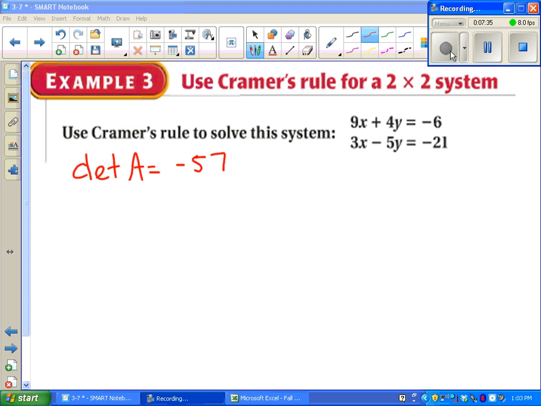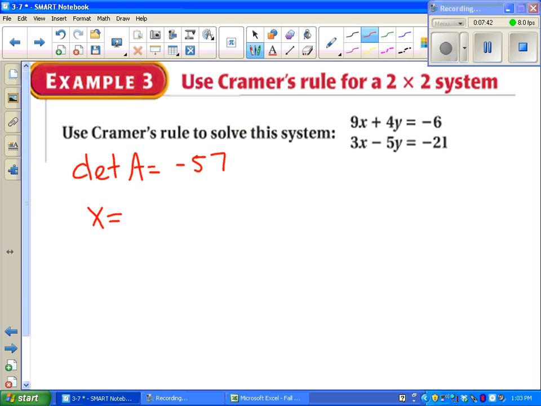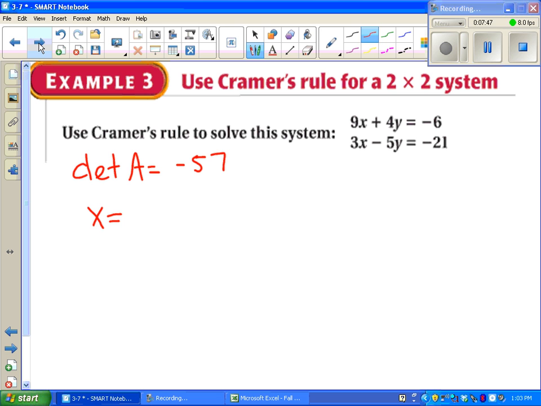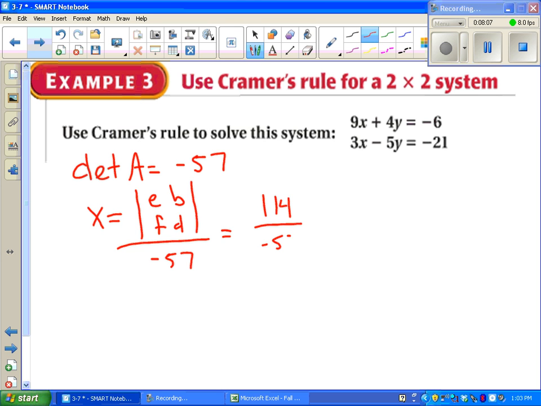Next, we're going to have to use this determinant along with a couple of other determinants to solve for x. For instance, if we want our x value, going back to the formula we just saw, we've got to use these formulas. We want to find out what the determinant of EB FD is, divide that by negative 57. I'm not going to show the steps on how to find the determinant for EB FD. You need to try it on your own. You need to make sure you know how to get it. Turns out that it's 114. So our x value ends up being negative 2.